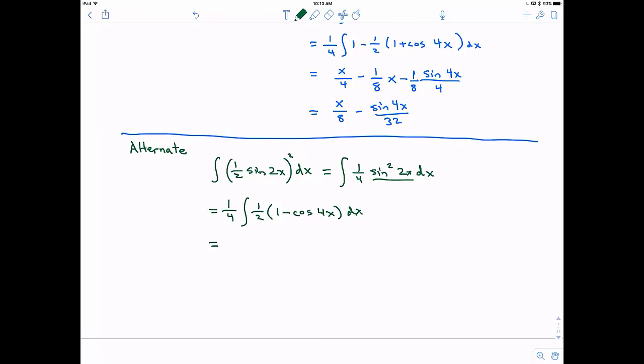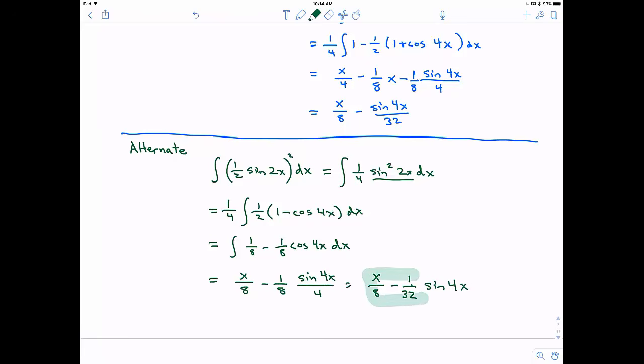So now let's go ahead, I'll expand this time before I integrate. So this is going to be 1/8 minus 1/8 cosine of 4x dx. And now we integrate, and when I integrate 1/8, I get 1/8 x, or if you'd like, x over 8. And then I get minus 1/8, and when I integrate cosine, I get sine of 4x, and then chain rule says I would need a 4 on bottom. So this is going to be x over 8 minus 1/32 sine of 4x.